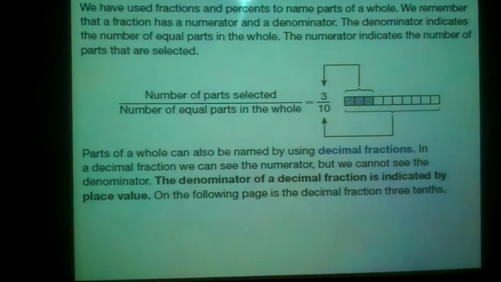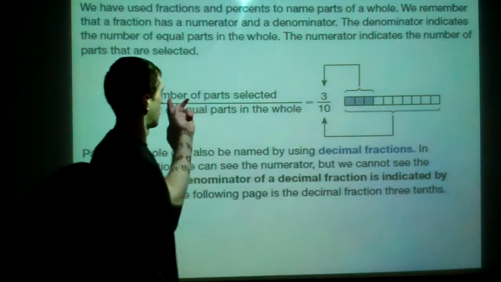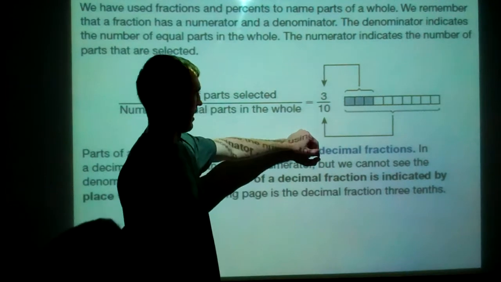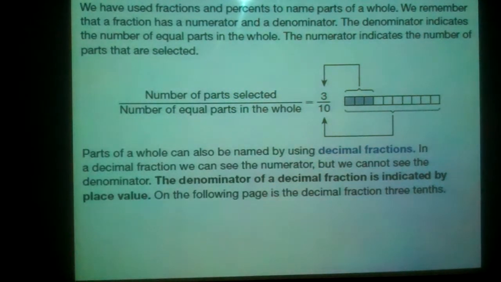Alright, so just an intro to these decimal numbers. It says, we have used fractions and percents to name parts of a whole. We remember that a fraction has a numerator and a denominator, or the top and the bottom. The denominator indicates the number of equal parts in the whole. The numerator indicates the number of parts that are selected. So if we look at this example, 3 parts are selected, so that goes in our numerator, 3, out of our total, which is 10 squares. So this would be 3/10.